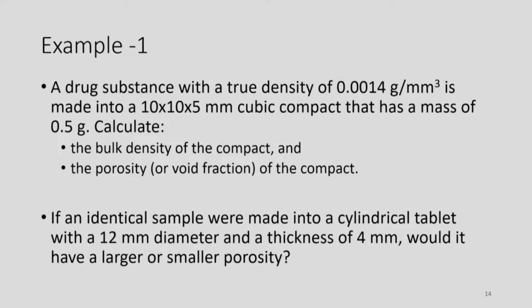Okay, so let's do this calculation. A powder with a true density of about this value is made into a cubic compact. This is cubic, 10 by 10 by 5, and has a mass of 0.5 grams. We calculate the bulk density and the void fraction of the compact.